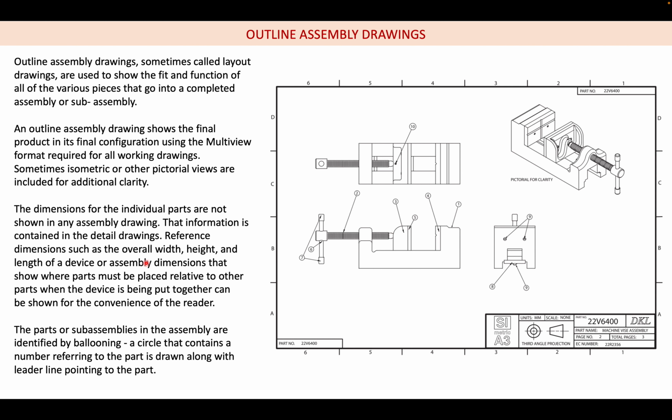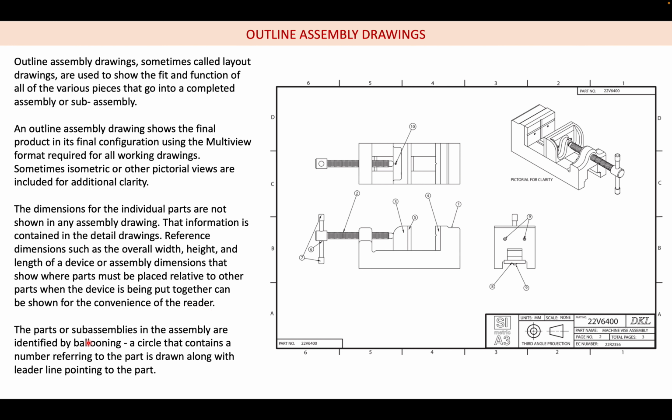But for the sake of convenience, we can show reference dimensions like overall width, overall height, etc., and assembly dimensions. Where a part must be placed relative to another part can be shown if required. Those are basically for the convenience of the reader, who is the fabricator.